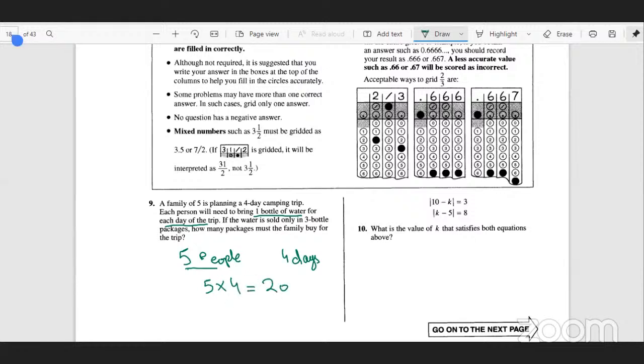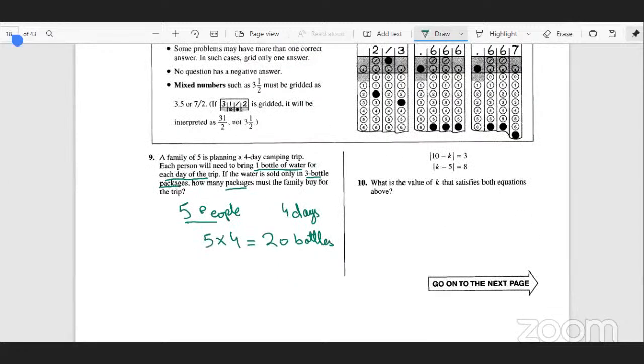If the water is sold only in 3 bottle packages, how many packages must the family buy for the trip? Now here the question is how many packages? If one package has 3 bottles and the family wants 20 bottles, how many packages are they going to buy? So we need to divide 20 by 3 and we are going to get 6 point something. So this would be 6.67.